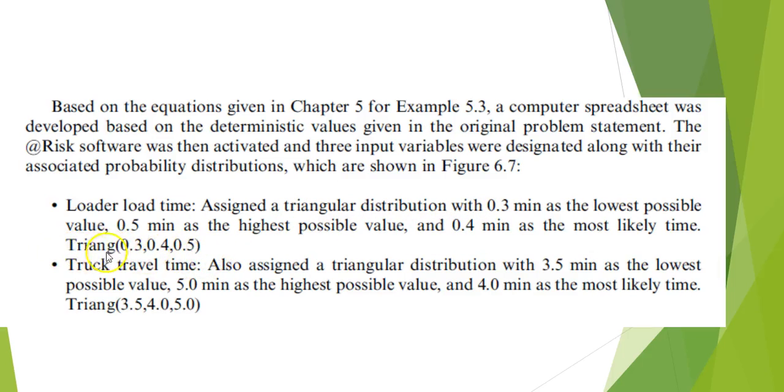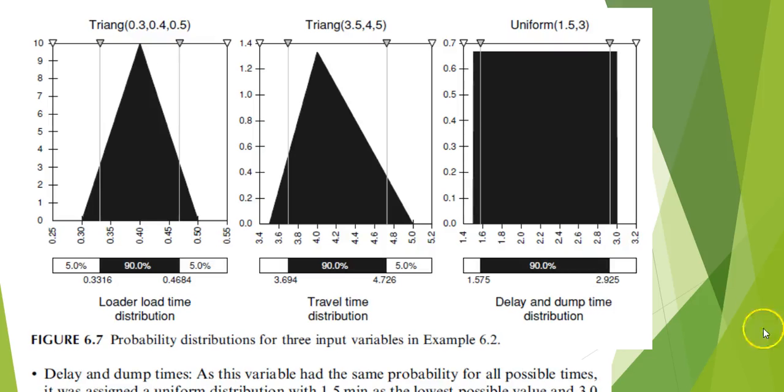And this is just a designation of what that triangular distribution looks like. And they did the same thing with the truck travel time. We had a triangular distribution, 3.5 minutes to 5 minutes, and 4 minutes as the most likely value. And again, that's the description here. And if you plot those out, you see that you get 3 different distributions: the loader time distribution, the travel time distribution. Remember that delay and dump time, if you couldn't tell by the definition of the words, it was a uniform distribution that we had out there.